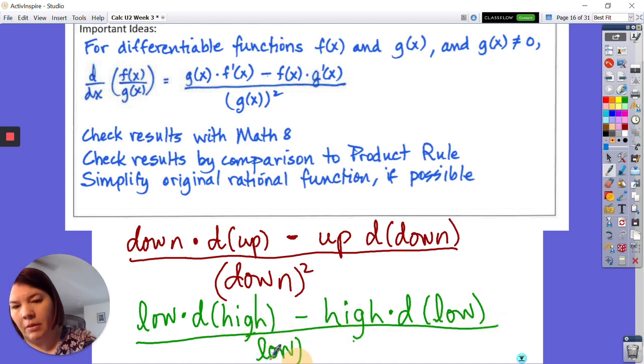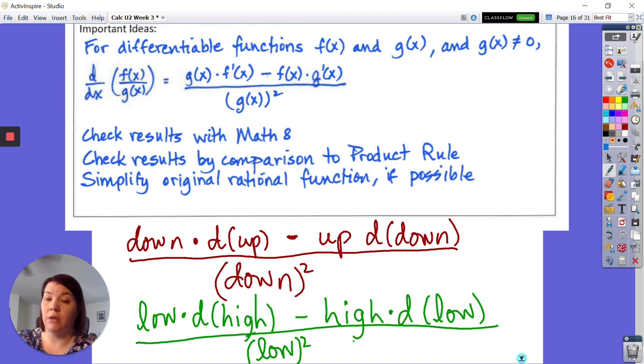Mostly it's been in my brain for many years, and it's hard for me to switch: low d high minus high d low all over low squared. I get it backwards. I don't know. So anyway, there you go. Down d up minus up d down all over down squared. Or low d high minus high d low all over low squared. Same thing. Just kind of remembering it, and this gibberish can get frustrating.